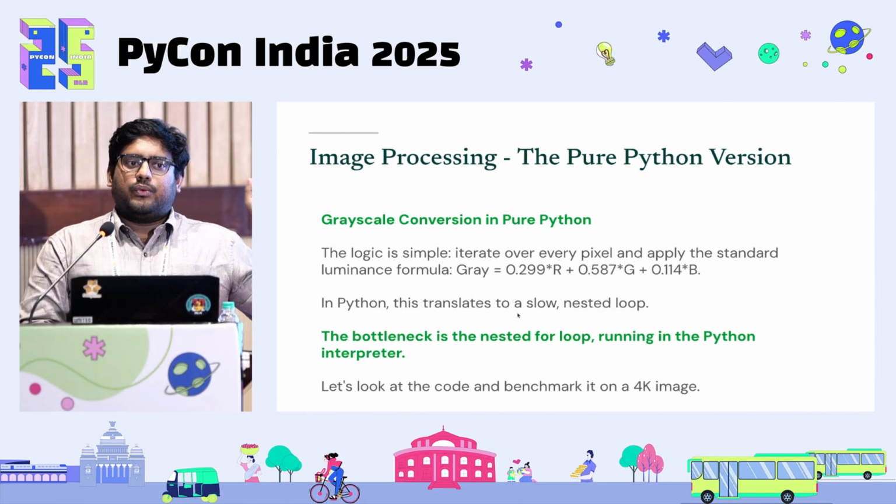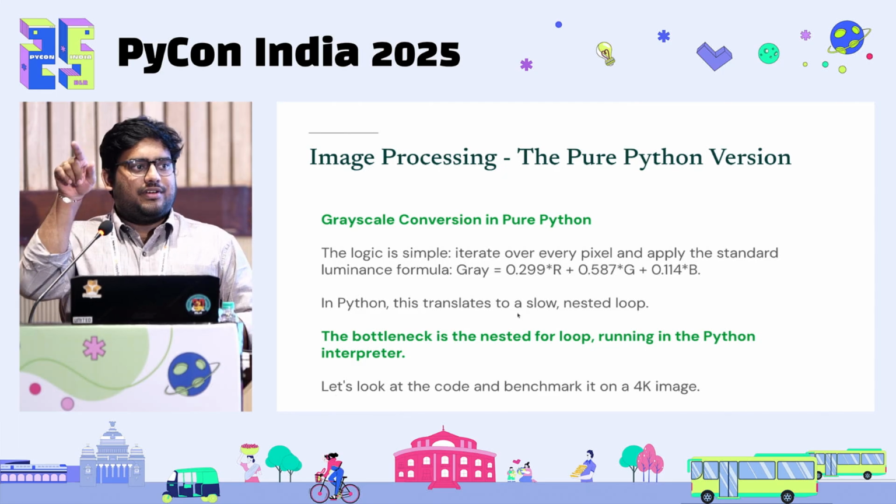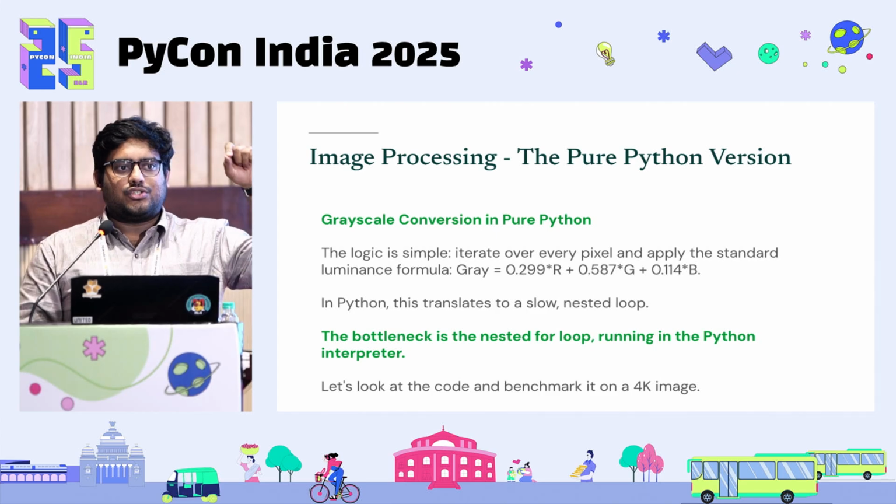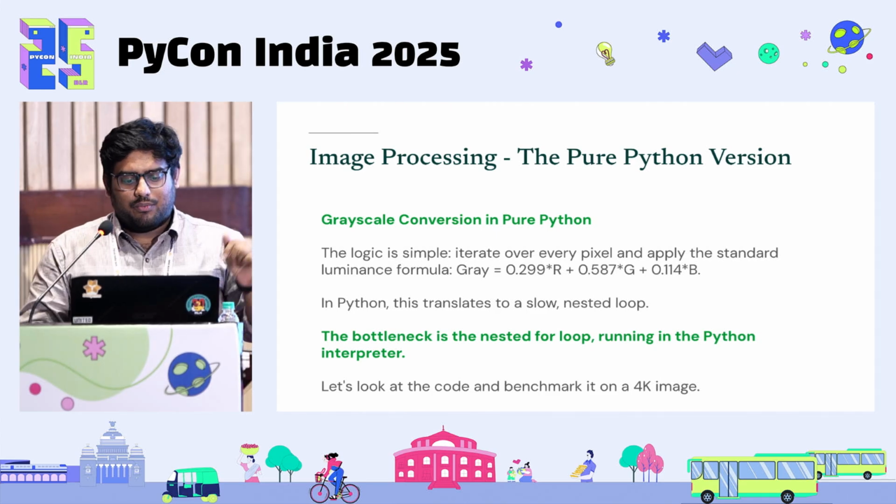Right, and we'll be doing it using loops. So height and width will be like a matrix. We'll be going through each loop and converting the pixel values one by one, right?